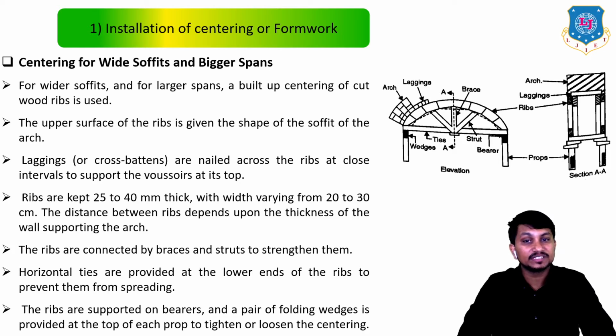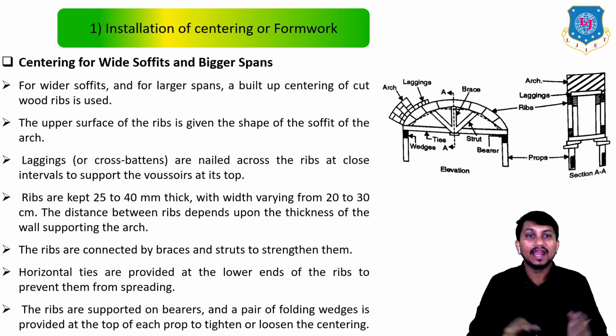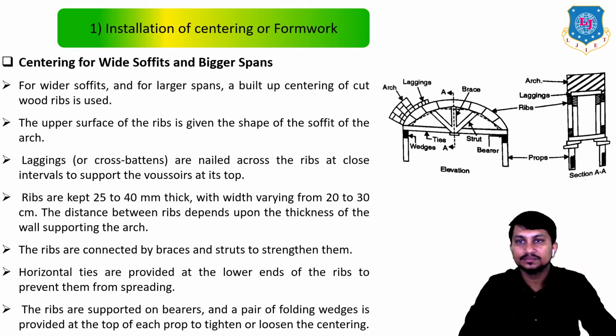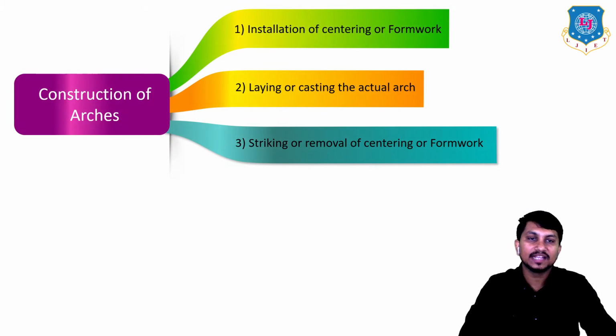The distance between ribs depends upon the thickness of wall supporting the arch. The ribs are connected by braces and studs to strengthen them. The horizontal ties are provided at lower ends of the ribs to prevent them from spreading. The ribs are supported on bearers, and a pair of folding wedges is provided at the top of each prop to tighten or loosen the centering. So this is how you can do centering for wide soffits and for bigger span. That's all about the installation of centering or formwork.